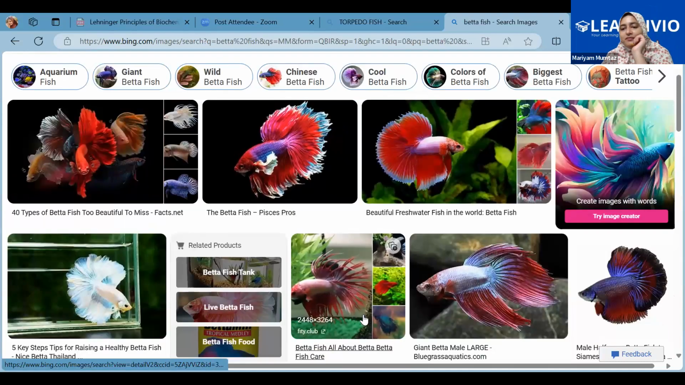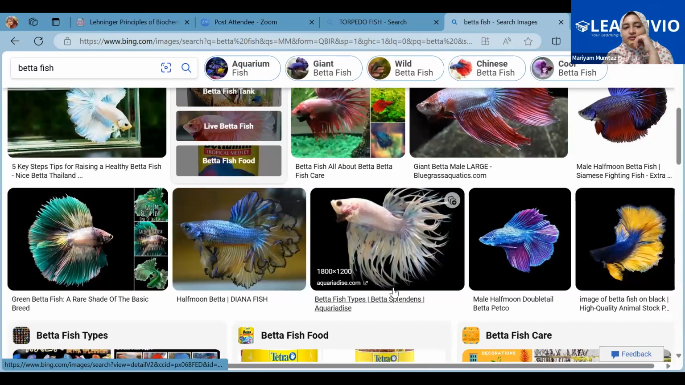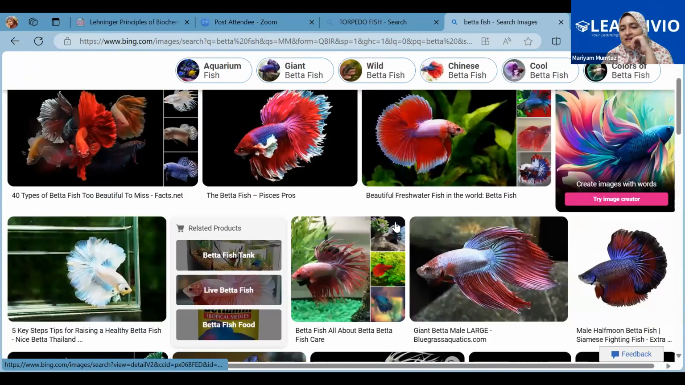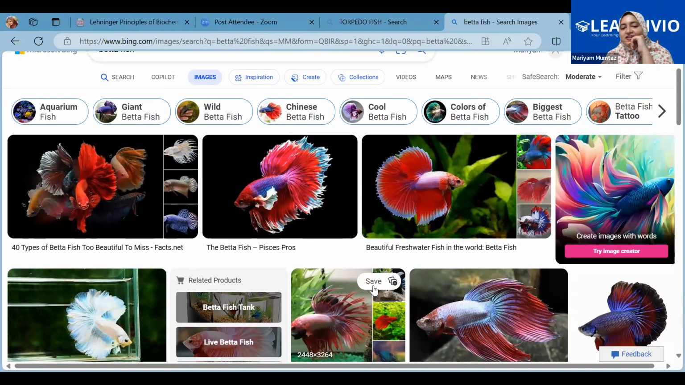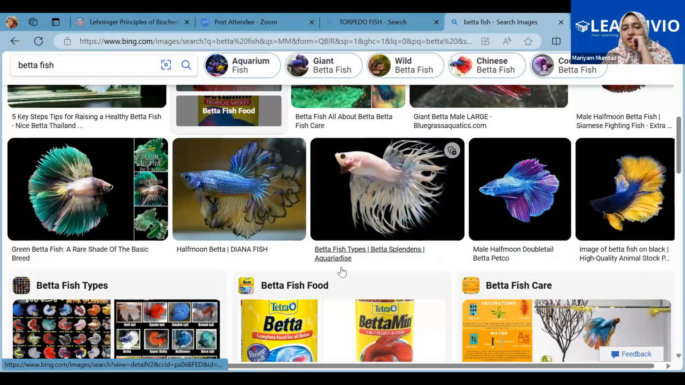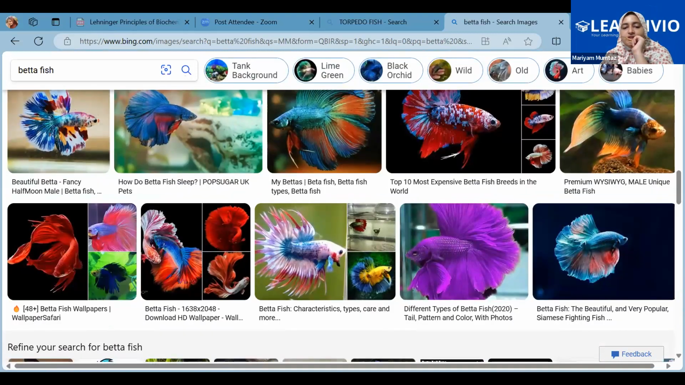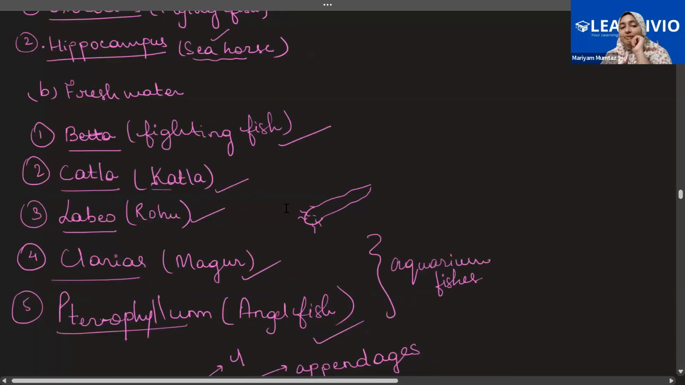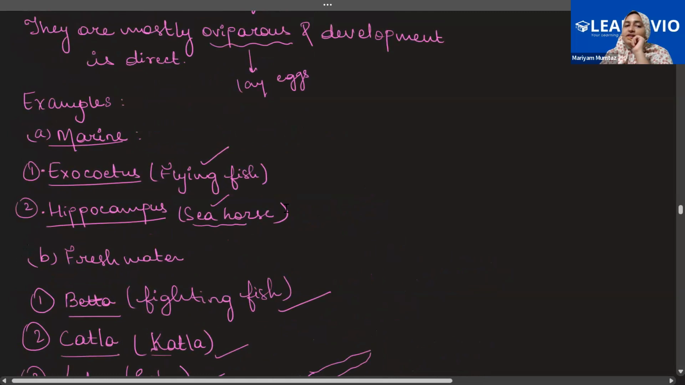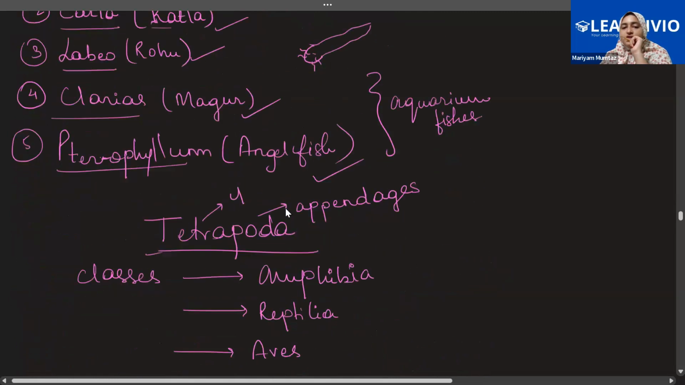Okay, this is betta. Okay, this is so beautiful. I don't know why they gave this a name as the fighting fish. Maybe it fights the other fishes, but yeah, that is better. Okay, so this is also a freshwater fish. So freshwater, marine water, this can be asked, like which one is the example of freshwater and which one is the example of marine water fishes.